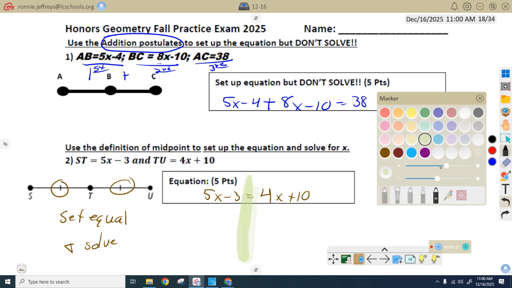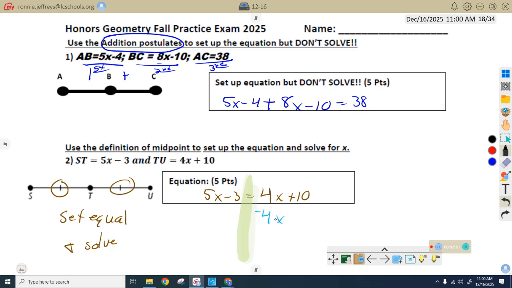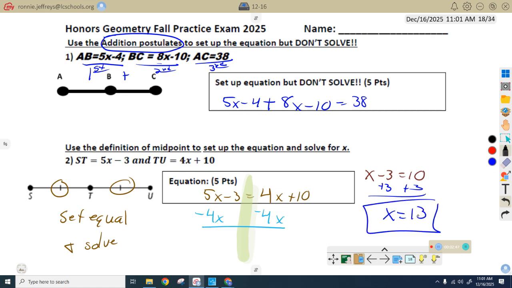Some of the math didn't make sense. Like, what is 5 minus 4? Okay, which is, it's not 9. Okay, so this is going to be x minus 3 equals 10. And then we add 3, add 3. So many people told me that 10 plus 3 was 7. Yep. All day yesterday.